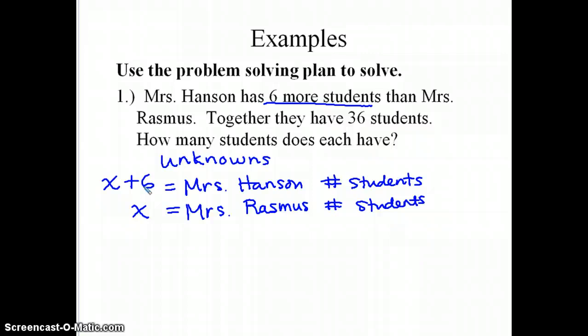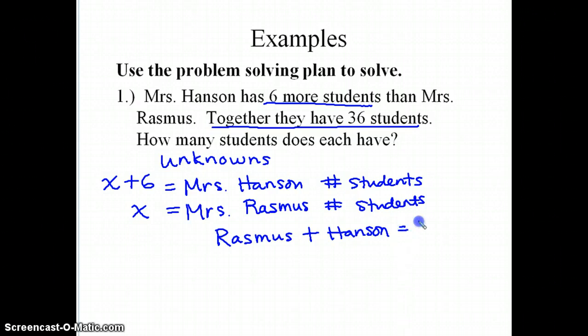I'll read the second sentence. Together they have 36 students. So that tells me that if I take Rasmus students and add in Hansen students, I will get a total. Well, using the information that I have defined and also from the problem, Rasmus represents x, Hansen is x plus 6, and the total is 36. I now have my equation. I will now solve it.